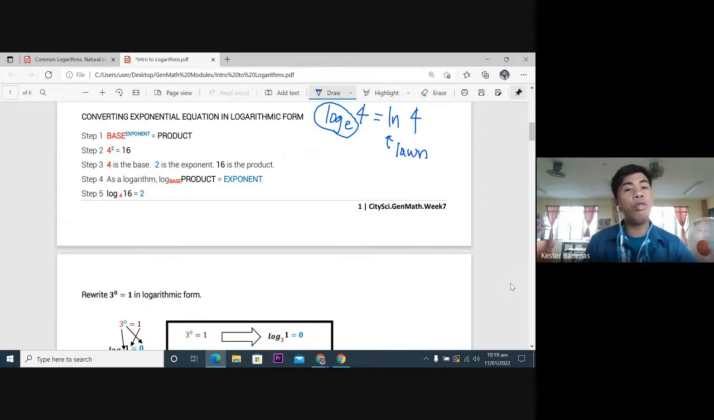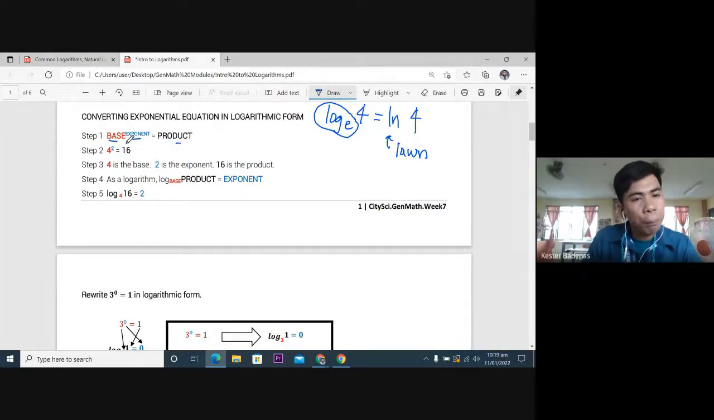So, we will be converting an exponential equation to logarithmic form. It's like I taught you earlier. So, step 1, identify the parts. We have the base, the exponent, and the product.